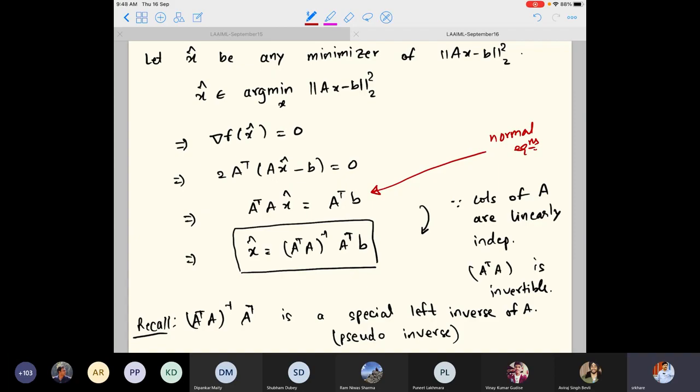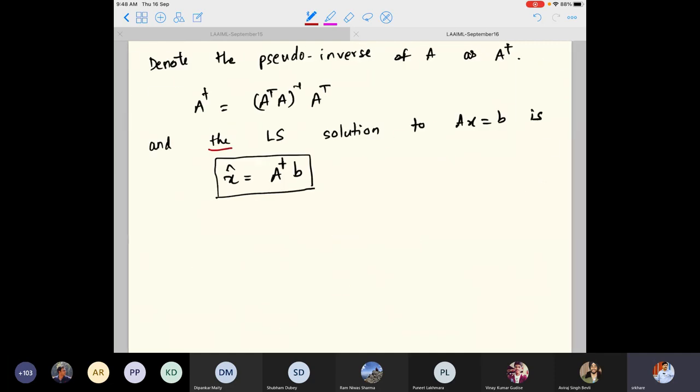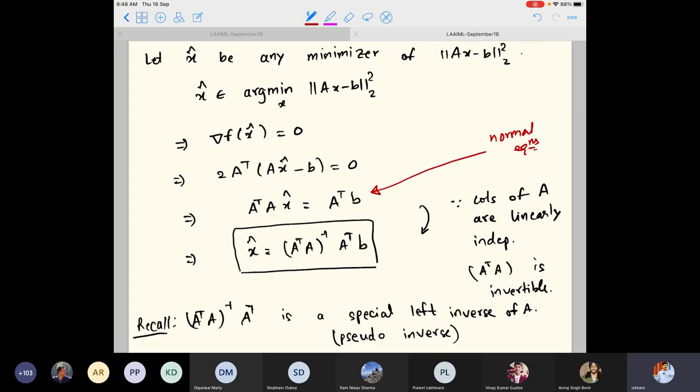And now because A transpose A is invertible, you see that there exists only one solution. There is a unique solution to this equation: x hat is actually (A transpose A) inverse A transpose b, right? So that's the only solution. Because that's the only solution, you have a unique solution to the least squares problem. And that uniqueness is guaranteed because we started with linear independence of columns.